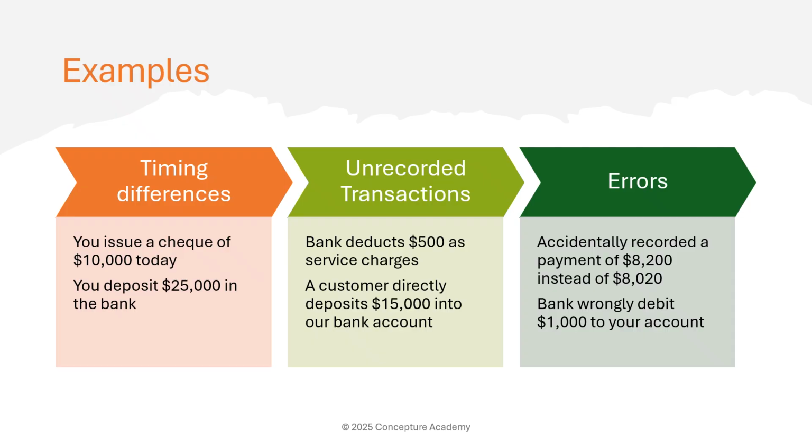The last one is errors. Mistakes can be made either in our books or by the bank. For example, we might accidentally record a payment of $8,200 instead of $8,020 in our cash book, or the bank might wrongly debit $1,000 to our account. Both types of error will create a mismatch between these two statements.